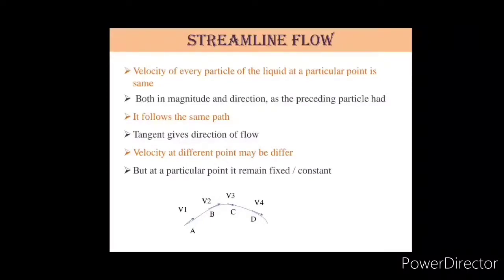But when another layer comes to the same points, the liquid or the particle will follow the same velocity. The velocity of every particle of the liquid at a particular point will remain same for a streamline flow, both in terms of magnitude as well as in direction. It follows the same path. If we draw the tangent at that particular point, then we will get the direction of flow. The velocity may differ. As I told you, v1 is not necessarily equal to v2, meaning velocity at different points may differ. But at a particular point, it will remain fixed or constant.